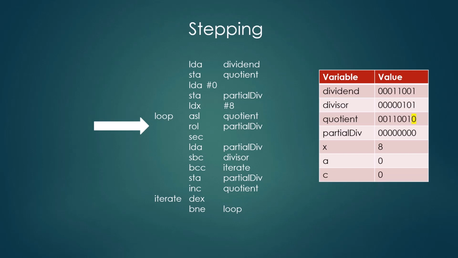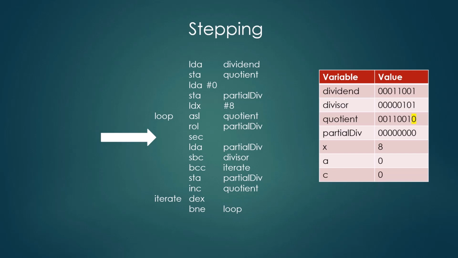The ASL rotated the high bit of the dividend, now stored in quotient, into the carry flag. The same instruction also shifted a 0 into the low order bit of the quotient. If it turns out that our partial dividend is greater than or equal to the divisor, we'll change this bit to a 1. The ROL rotates partial div to the left and the carry flag into the low order bit of partial div.